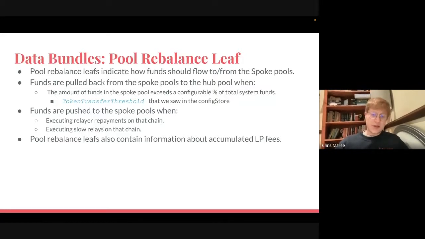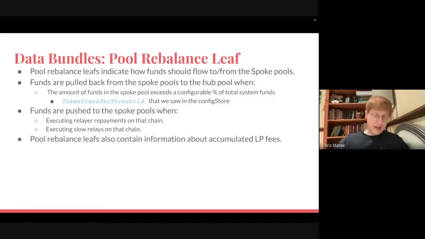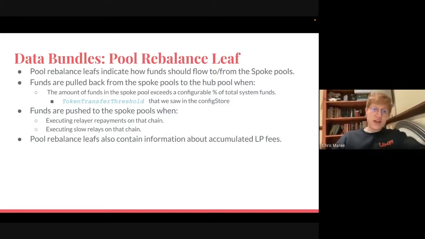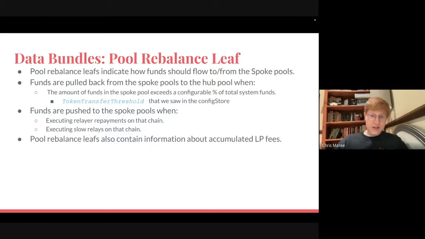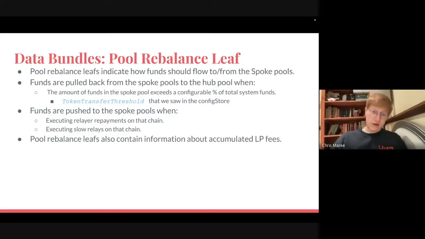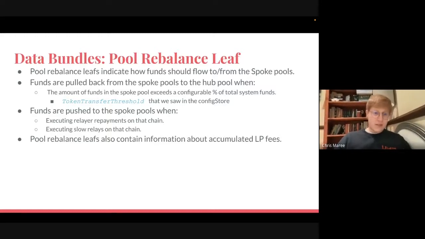We saw this in the token config store in like slide 4 or something, which I kind of glossed over. But basically this number says if there's more than a certain percentage of funds in the spoke pools, then they should be pulled back. And the pool rebalance leaf is going to instruct the spoke pools to do that, right? So let's have a quick example. You have Ethereum, Optimism, and Arbitrum, and we basically say that we want the spoke pools to never have more than 25% of the money in them, right? All the remaining funds should sit in layer 1. So in the event that we get to 26%, then we can construct a bundle. The bundle gets sent to the spoke pool. We execute the bundle, and it sends money back to layer 1, right? So that's the basic idea.